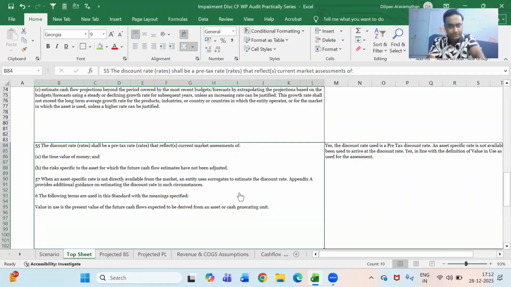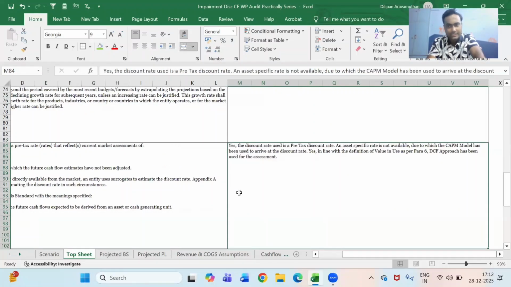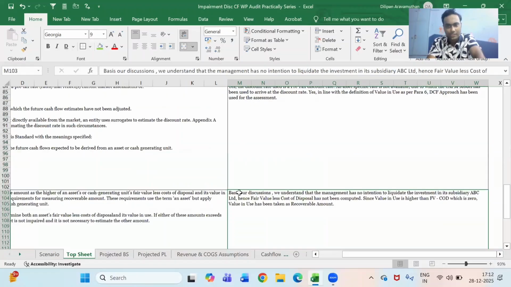I hope that is very clear, guys. So that's what you have written, saying that since a specific rate was not available, we used the discounted cash flow approach and found the discount rate using the capital asset pricing model. I hope that is very clear.